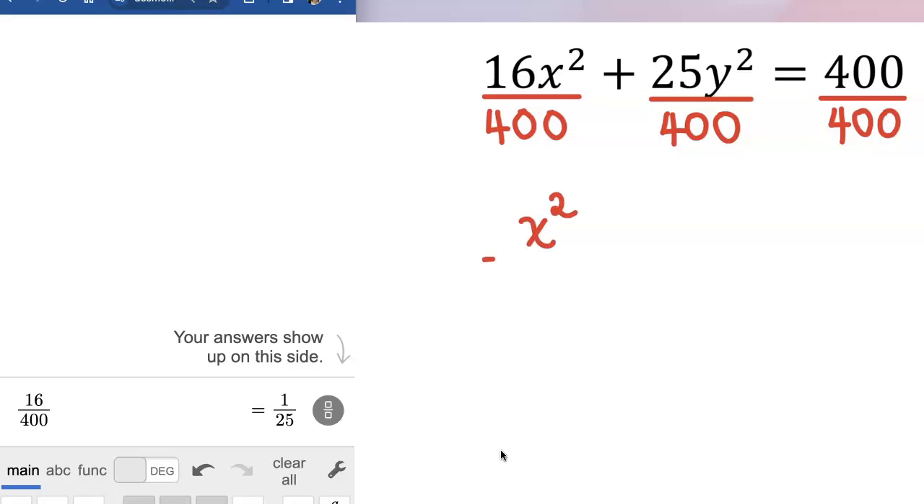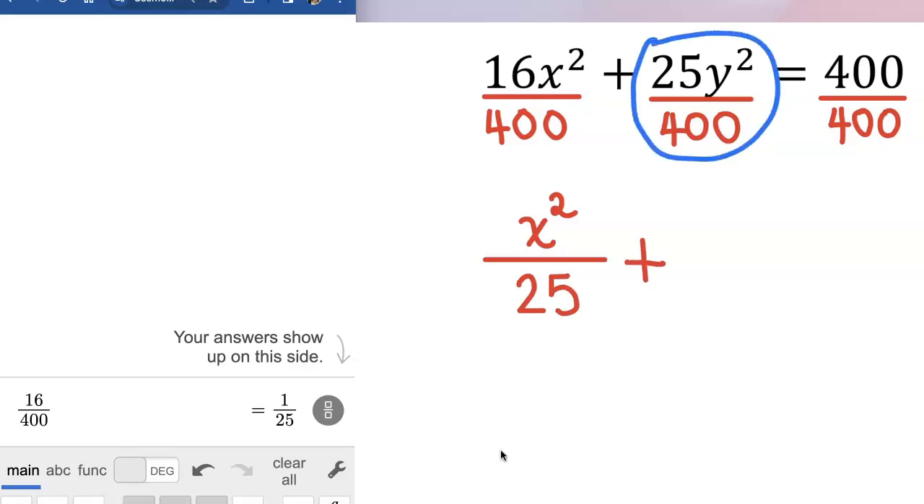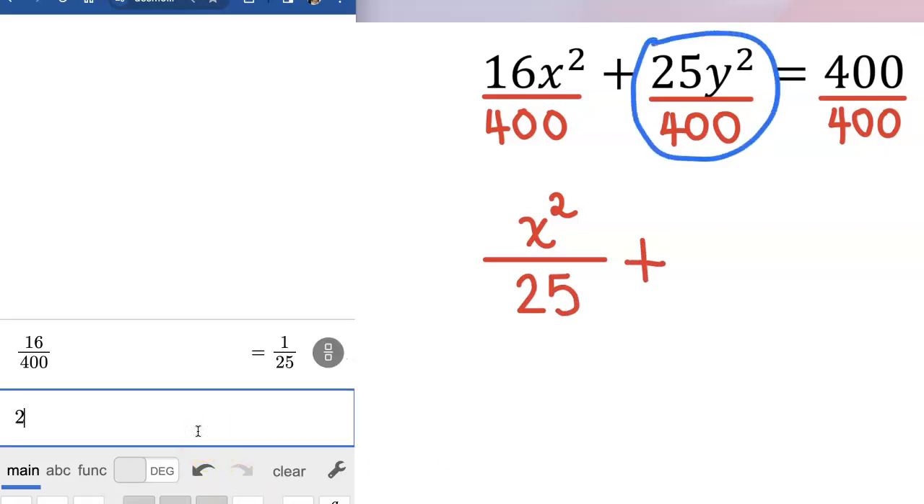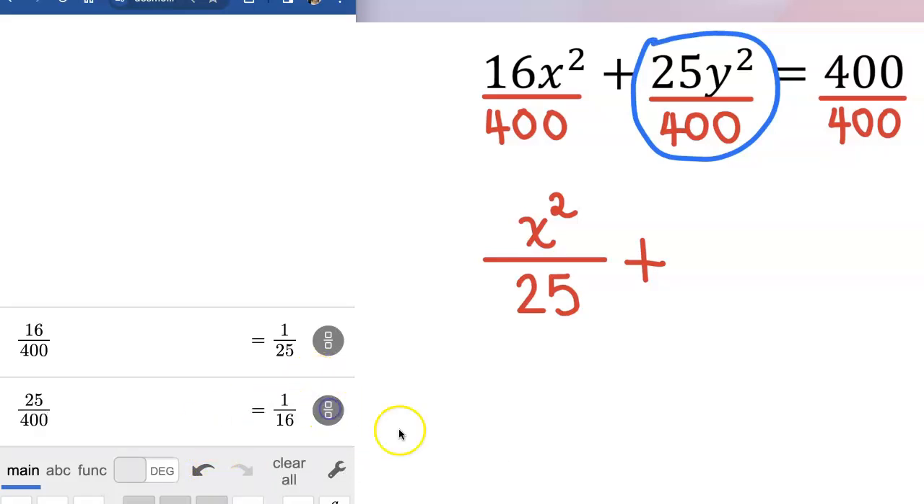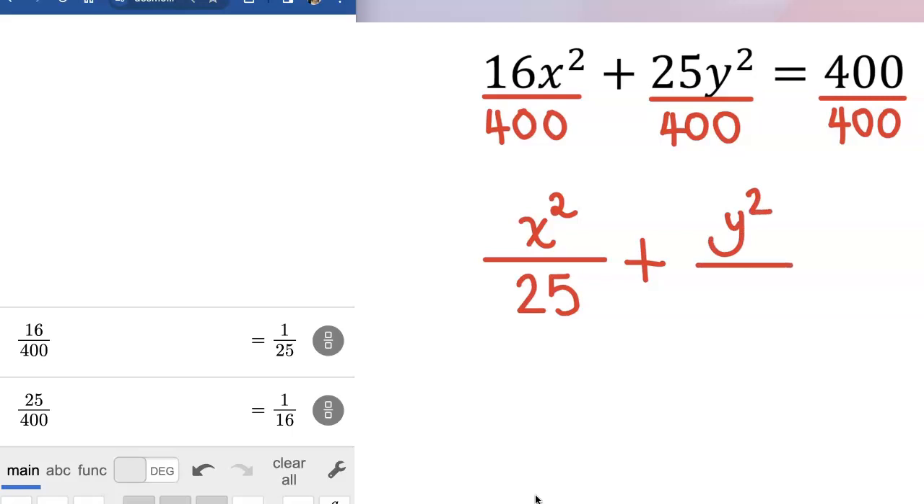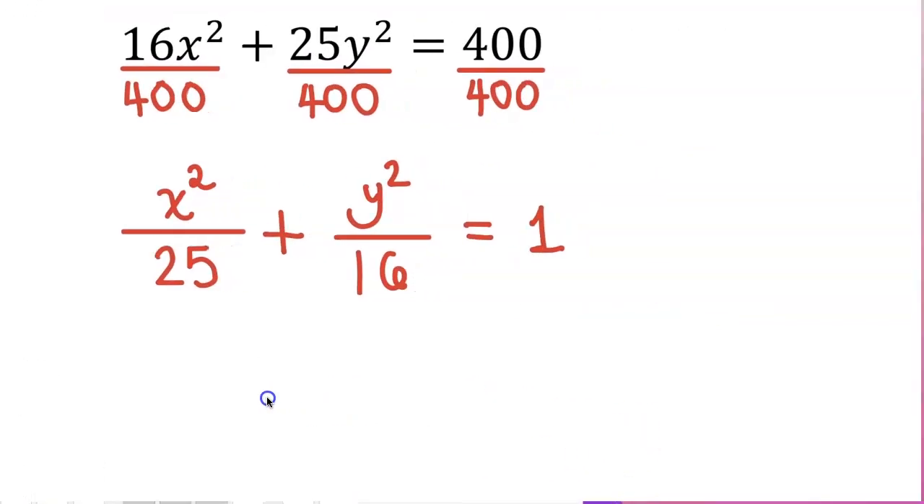So I have x squared over 25 plus. Now I'm reducing this one. What is 25 divided by 400 reduced? That should be 1 over 16. So I'm going to get y squared over 16. All that equals what number? 1. Now our equation is in standard form.